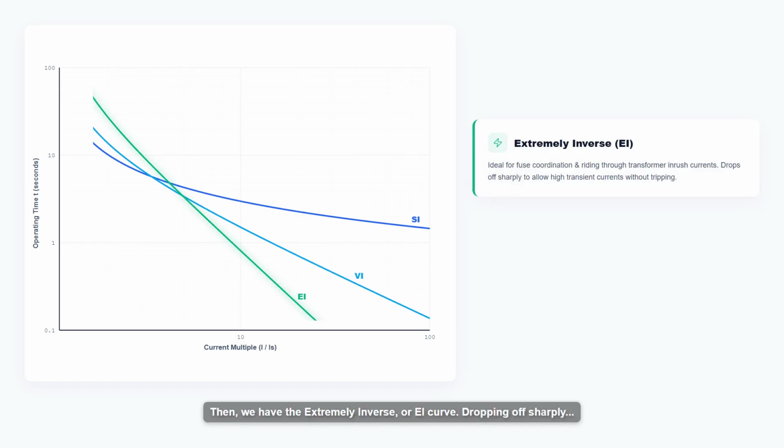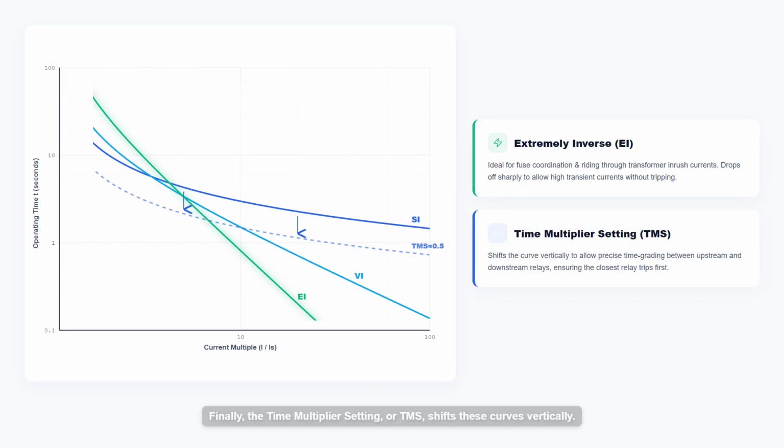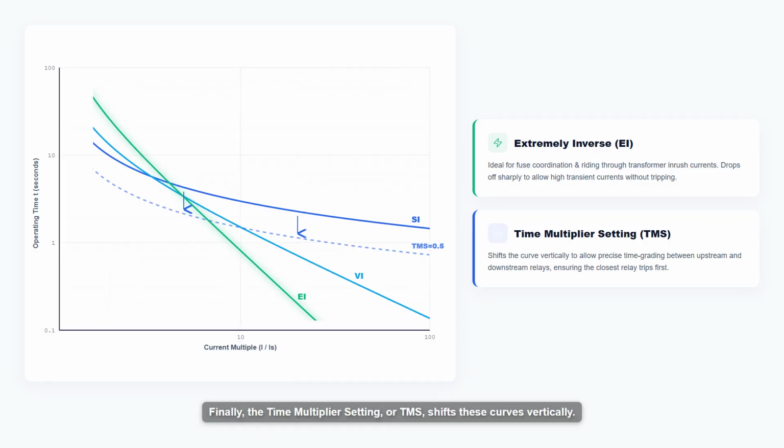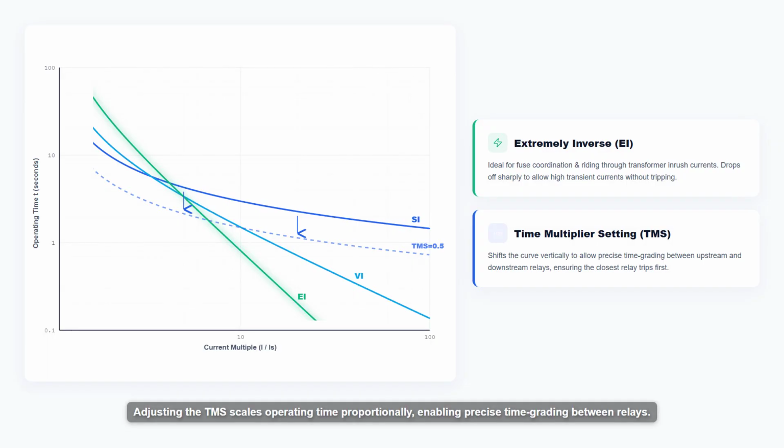Then we have the extremely inverse, or EI curve, dropping off sharply. It is specifically chosen for coordinating with fuses or riding through transformer inrush currents. Finally, the time multiplier setting, or TMS, shifts these curves vertically. Adjusting the TMS scales operating time proportionally, enabling precise time grading between relays.